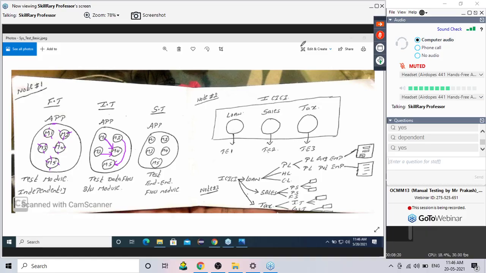Yes, by mistake, the user may give some wrong data sometime. By mistake, he may give. Correct? When he gives the values by mistake, that time also it should work fine. That is why we are doing functional testing. And you see this integration also, guys.